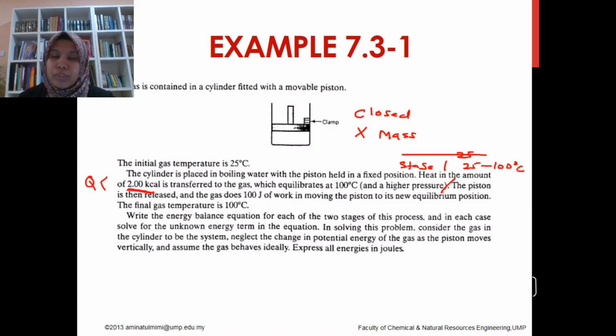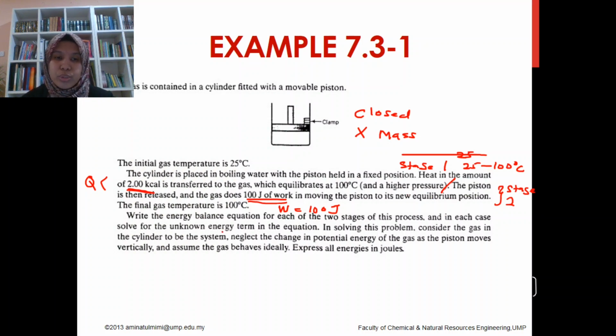100 degrees. So one energy balance process has occurred at this first stage, and then the piston is released and the gas does 100 joule of work. So this means W is equal to 100 joule in moving the piston to its new equilibrium position. So this part is stage 2. Okay, so there are 2 stages where the energy balance occurs.